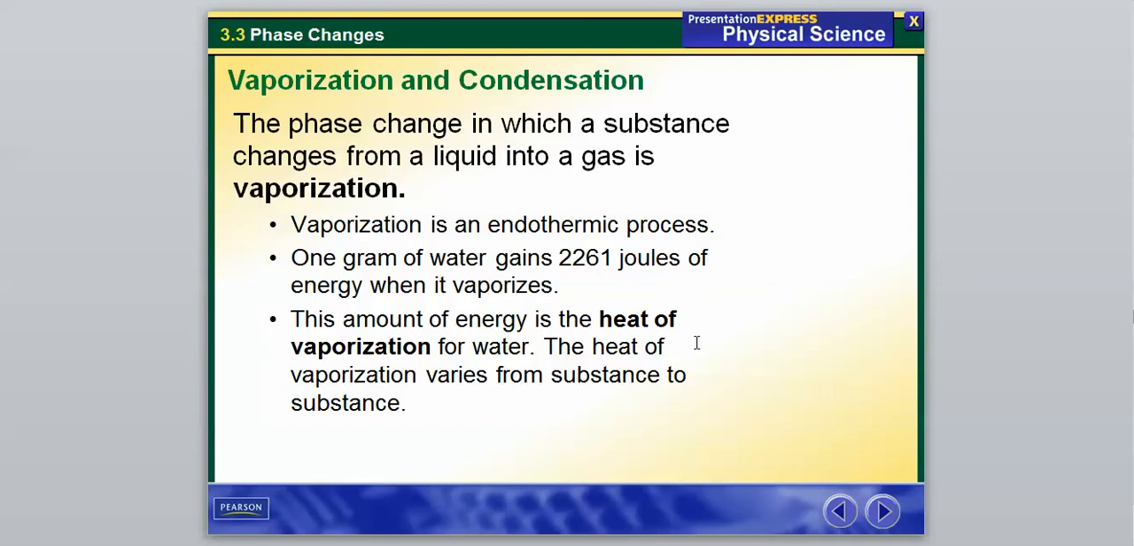This amount of heat is the heat of vaporization for water, and it varies from substance to substance. For water, it takes 2,261 joules to overcome those attractions and turn it from a liquid into a gas. Each substance is going to have a different amount of energy required for its heat of vaporization. So you could say it's a joule thief.